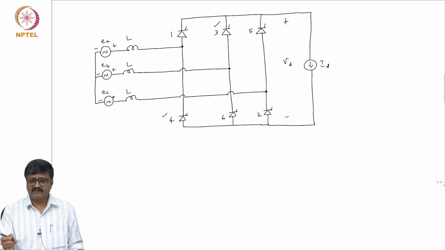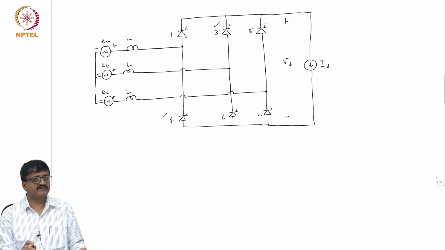When 3 and 4 conduct, the anode and cathode of 3 are at the same potential, and they are the same as the potential of the positive terminal of what?